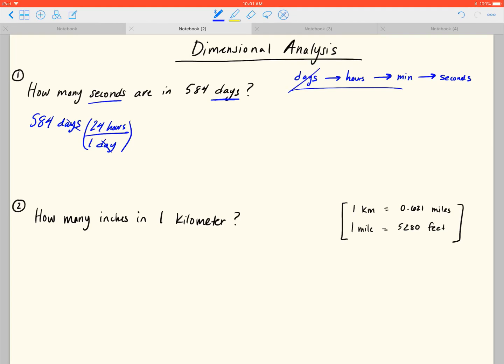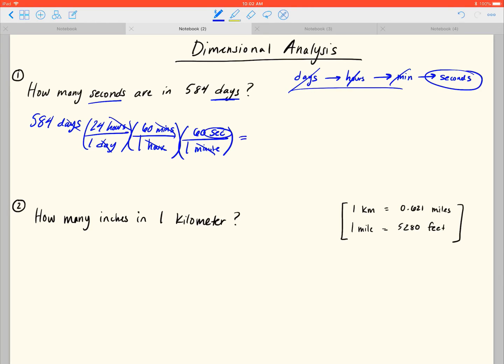And then again, based on our map, we can continue going from here. For every 1 hour, there are 60 minutes. And again, our units will cancel out diagonally. And we can continue going. Now we've finished hours. We can say for every 1 minute, there are 60 seconds. And again, our units will cancel out, and we are left with our desired units of seconds.